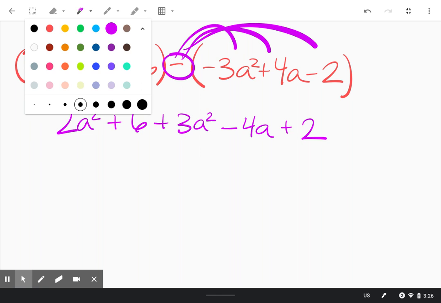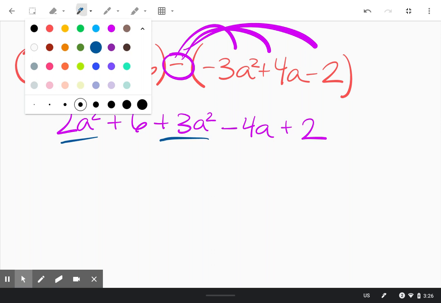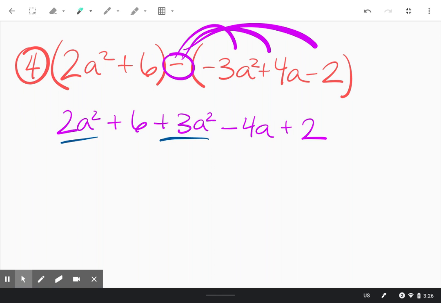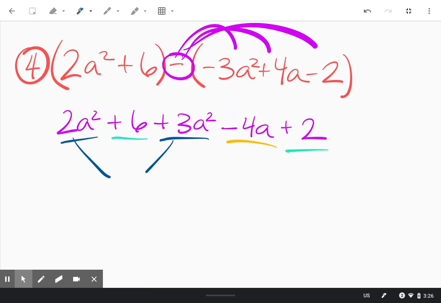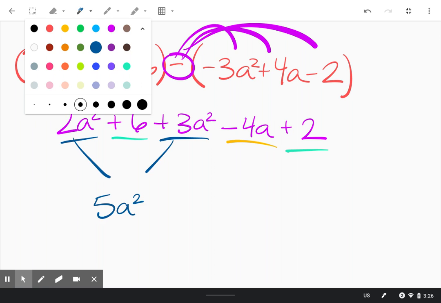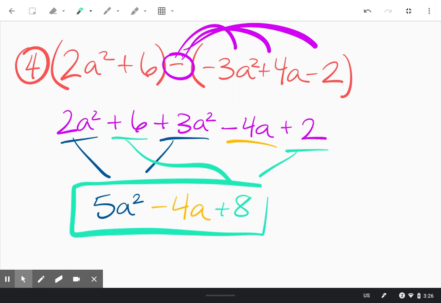Now I'm ready to find like terms. I have a squared and a squared here. I have 6 and 2, which are both constant terms. And then I have this one that's left over, this a term. So my 2a squared plus 3a squared makes 5a squared. Since there's nothing to go with 4a, I'm just going to rewrite that one. And then I'm going to combine 6 and 2 to make 8.